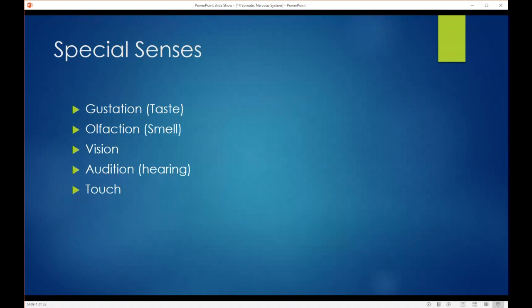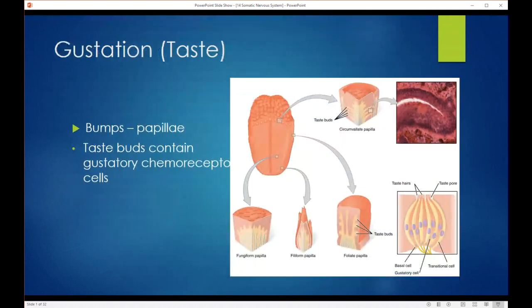Okay? So the 5 special senses are gustation, olfaction, vision, audition, and touch. Gustation is taste, okay? And within your tongue, you actually have these little bumps. We call those papilla, okay? And the taste buds contain what are called gustatory chemoreceptor cells. Gustatory chemoreceptor cells, okay? And so you can see them here.